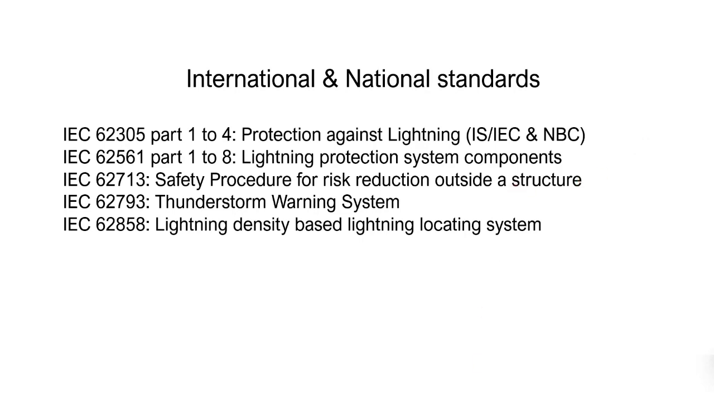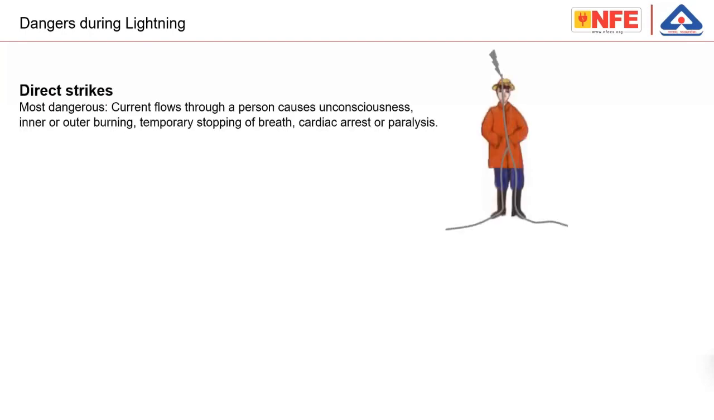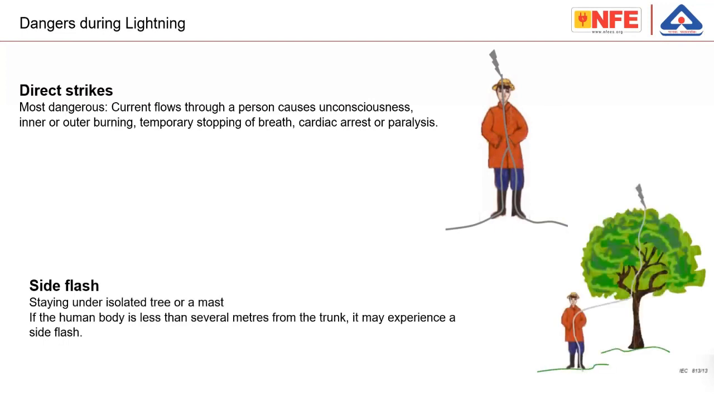So let us look at what exactly IS IEC 62713 is talking about, which is yet to be published. Probably in a week or two, it will be published. During lightning, the most important rule is don't try to be the tallest object in the area. If you are the tallest object, the lightning is probably going to hit the person, and you know the effect. The current flowing through the person will create big problems. Probably the person gets killed. So don't try to be the tallest part of the installation or location.